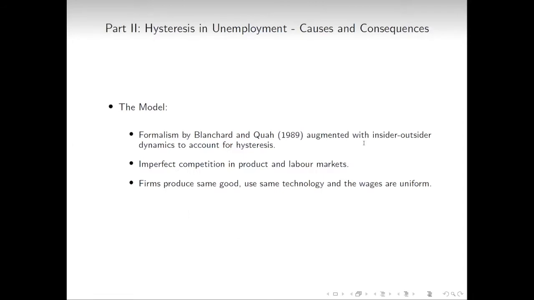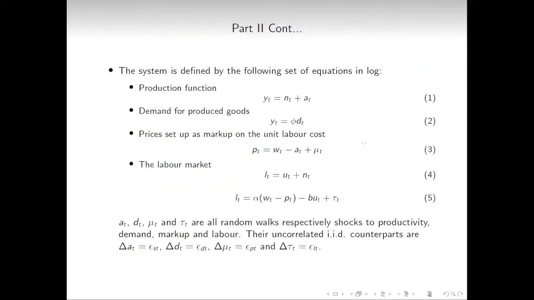Now, given this finding, what we do now is basically assessing what could be the causes and the consequences of this finding on the unemployment series in terms of policy implications. So to do that, we use a simple model following a formalism by Blanchard and Quah that was published in '89, and we augmented it with insiders and outsiders dynamics to account for hysteresis. Now, the model also accounts for imperfect competition in product and labor markets to take into account the monopolistic structure, and firms produce the same good and use the same technology, and the wages are uniform.